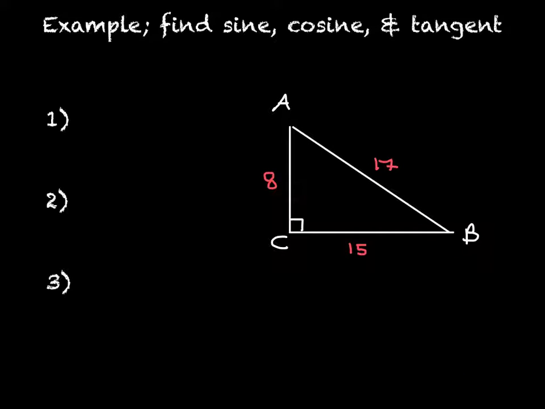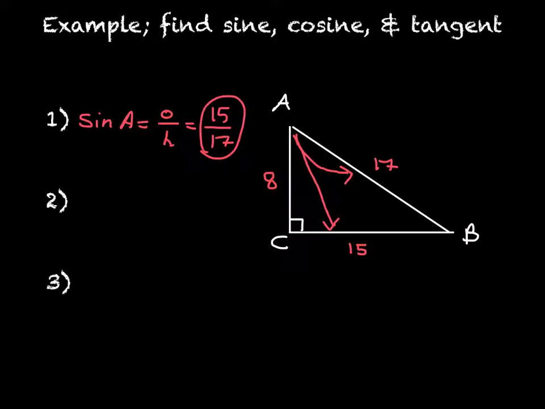Now we're going to do some examples finding sine, cosine, and tangent of angle A. So first we're going to find sine of angle A. So sine of angle A is going to be opposite, which is 15, over my hypotenuse, which is 17. So my answer is 15 over 17.